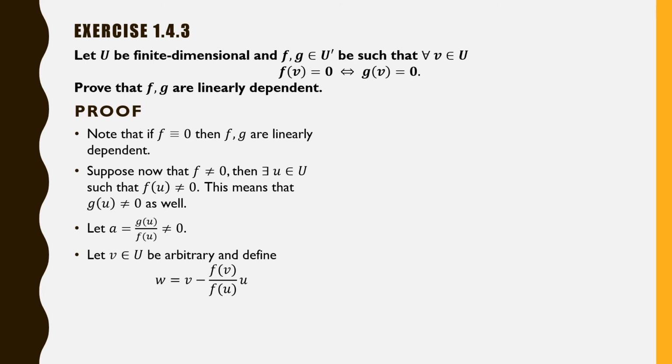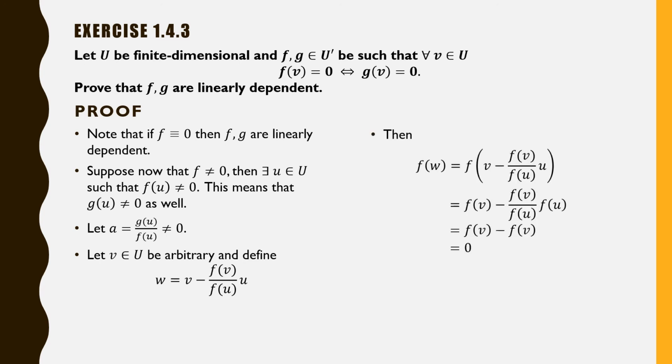Now, let v be any element of U, so it's any vector. And define the following vector off of v and u. So w is going to be the vector v minus the fraction F of v over F of u, which is a scalar, times u. Notice we can divide by F of u because F of u is non-zero.